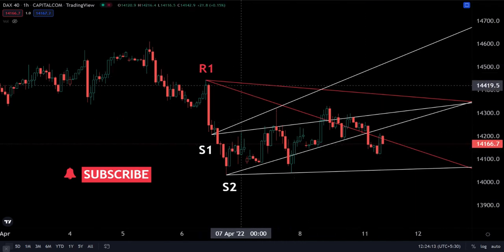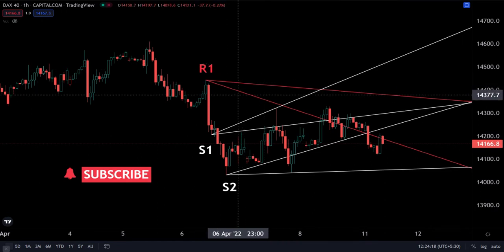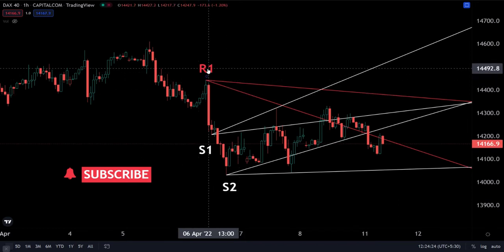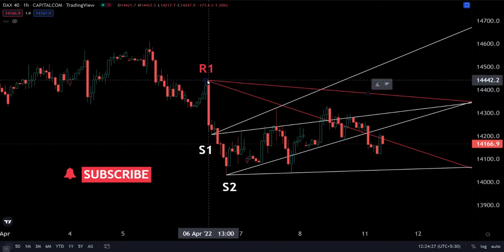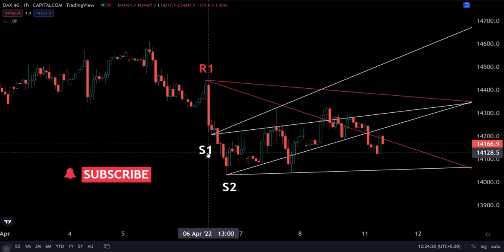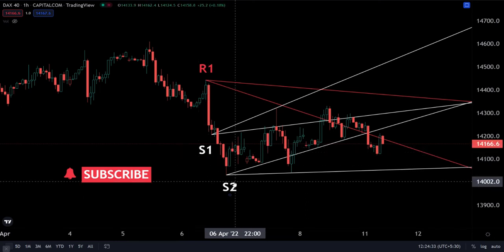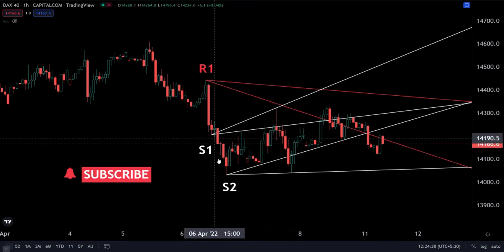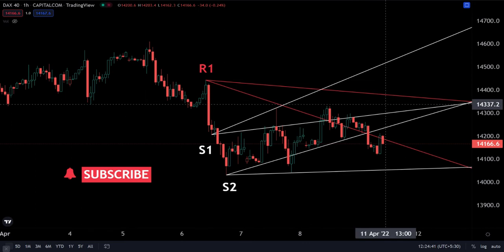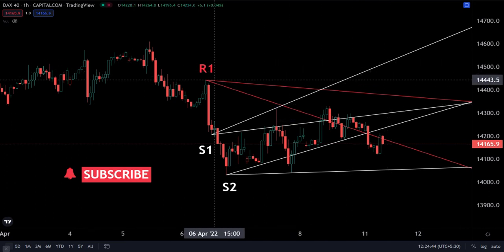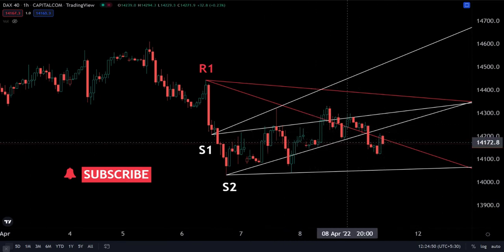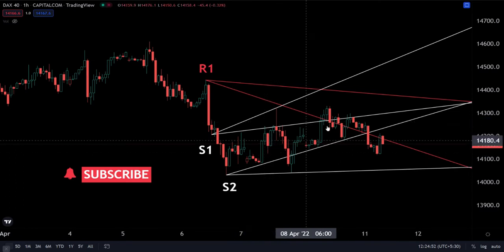A word on what these white and red lines are. The red lines are your resistances. These are GANN angles. We have resistances emanating from the 400 high right here. We have support lines emanating from the S1 and S2 levels. Since we are trading between them, that's why I picked these levels, because we want to get above 300 and go towards the 500, breaking this resistance. But so far, the market has been sideways, kind of between these two support levels.